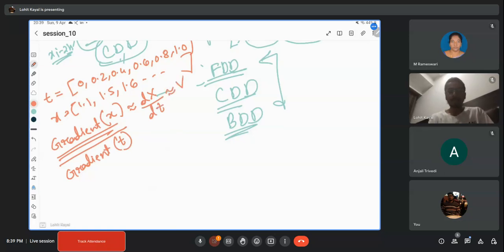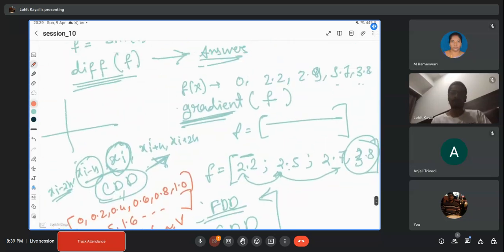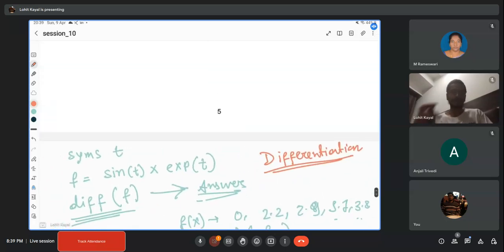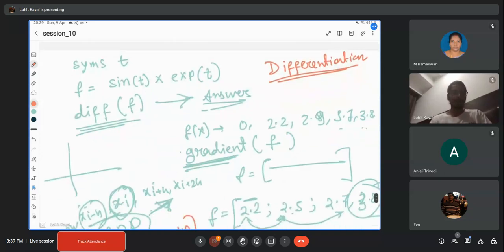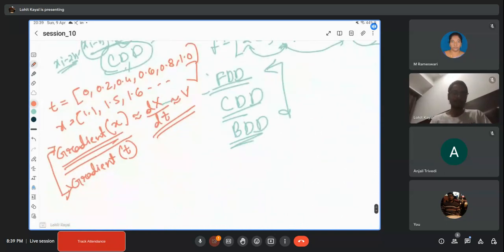Only then it will give you velocity. You need to keep in mind this thing, because gradient of x only gives you the differences. I should have shown one example here. I will show it in the next class, but keep this in mind.